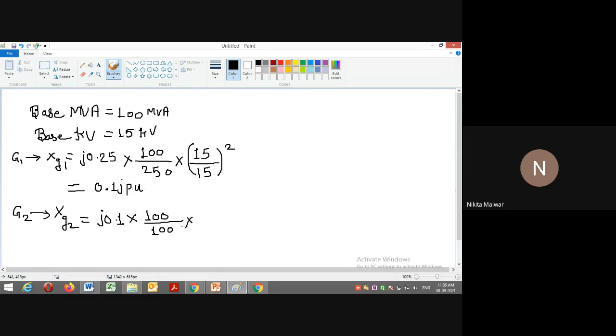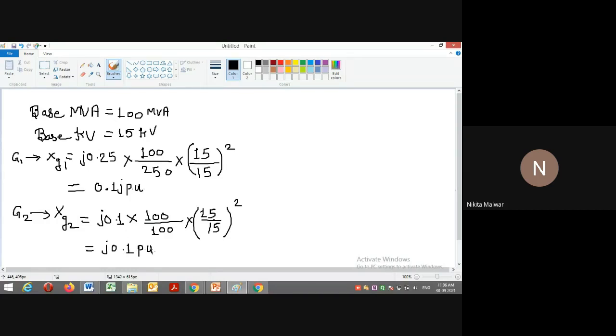Now write down the kV values. So kV base old. What is kV base old? kV base old is again the same. So you can tell me the answer. What will be the answer for Xg2? Okay. Here it is found that J 0.1 per unit. Yes, J 0.1 per unit.